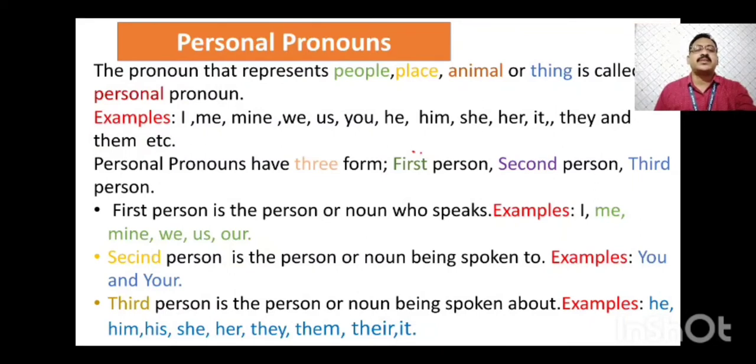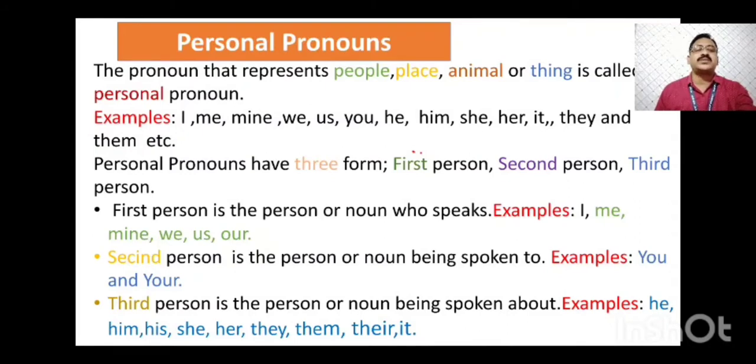Second person is the person or noun being spoken to. In the sentence, the one we are speaking to is called second person. You and your are generally second person pronouns.